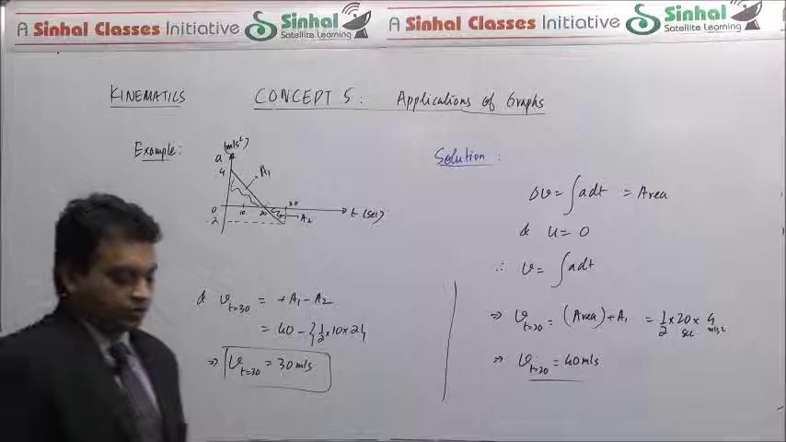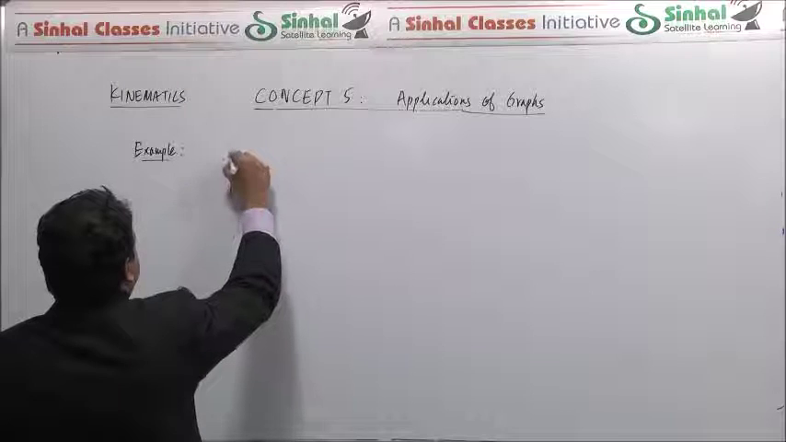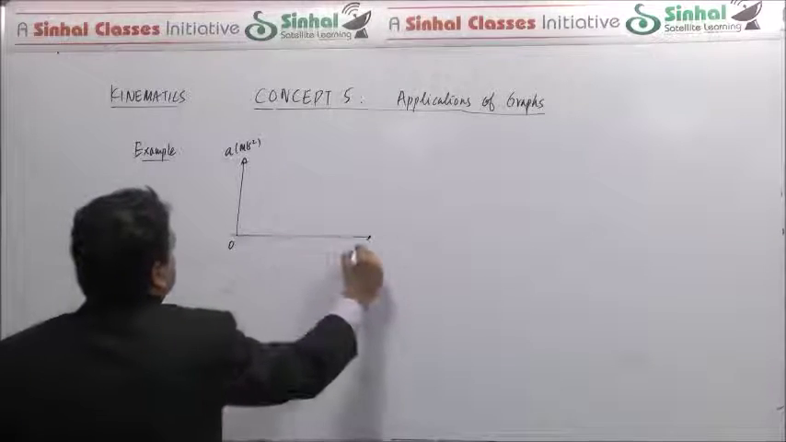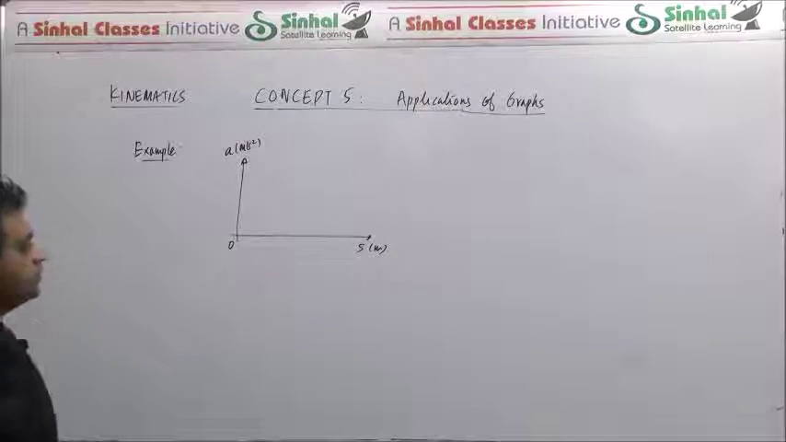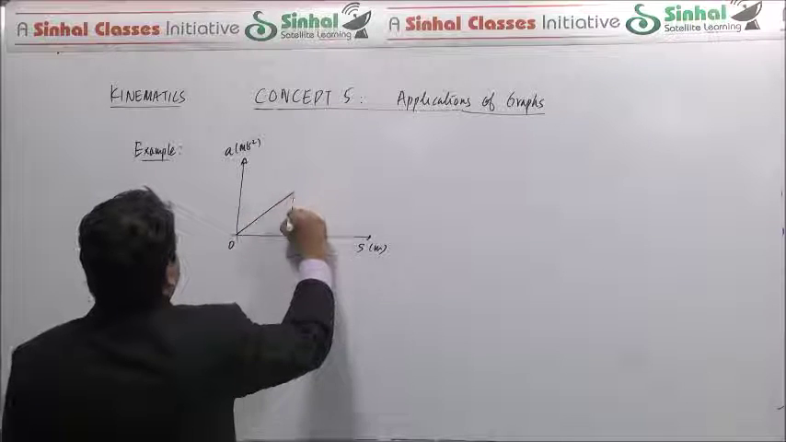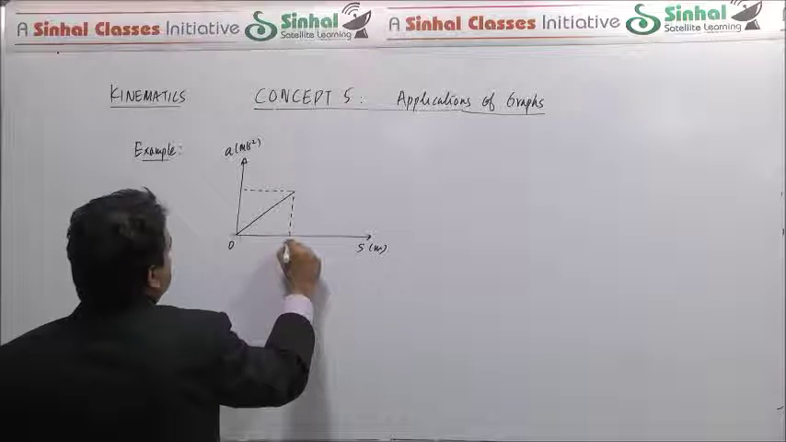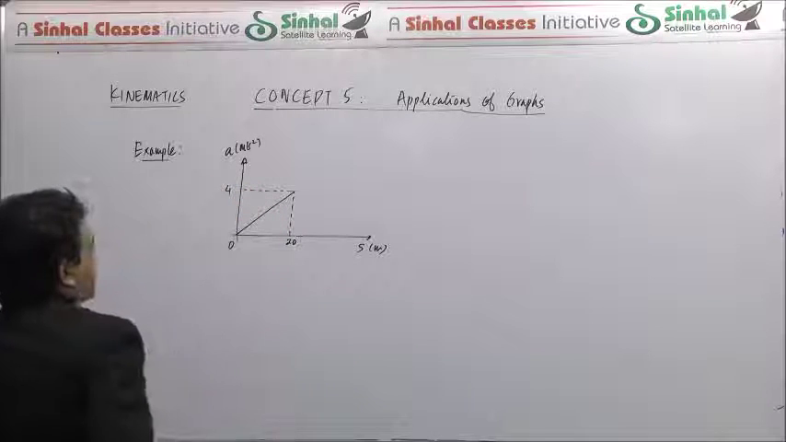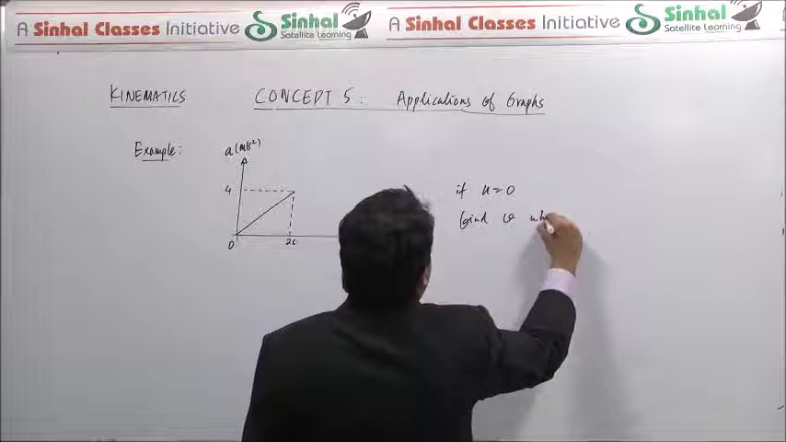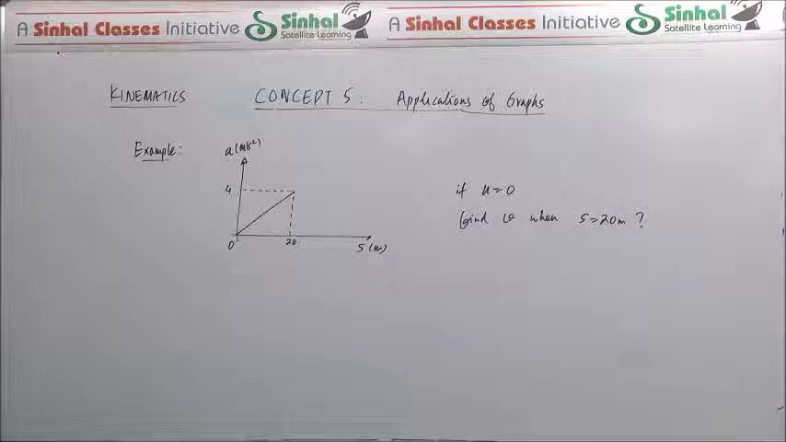This is another important type of question. Okay, next example. So given an acceleration versus position graph, or displacement graph, which is this, if the initial velocity is 0, find the velocity when the displacement is equal to 20 meters. That's the question over here. So this is a separate type of problem.